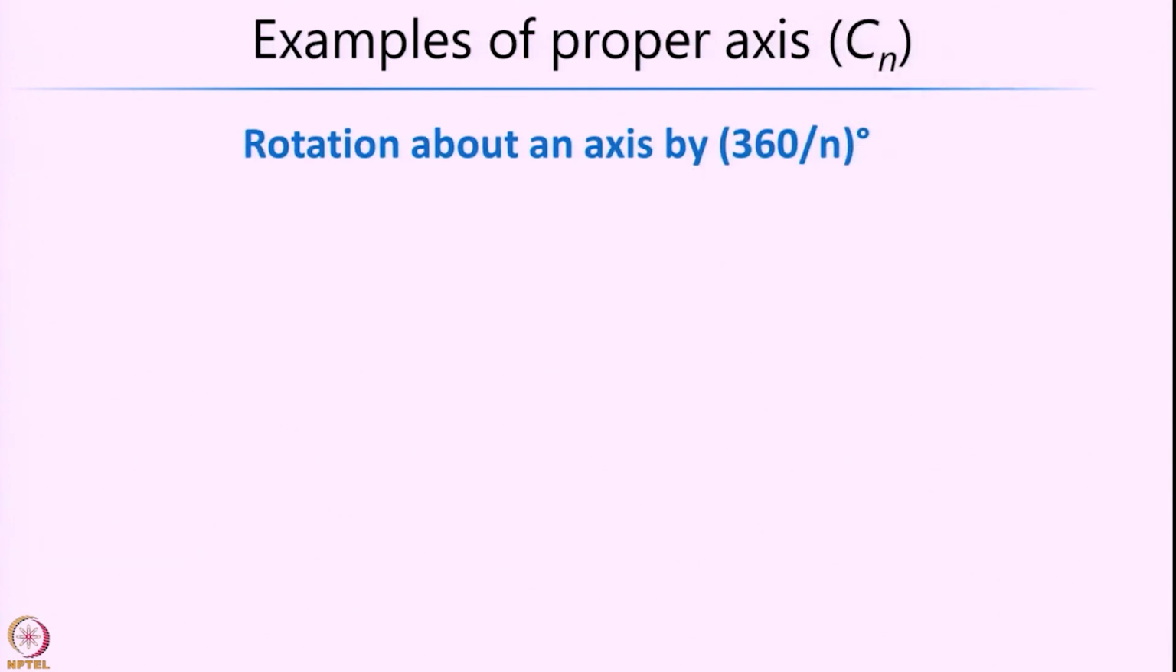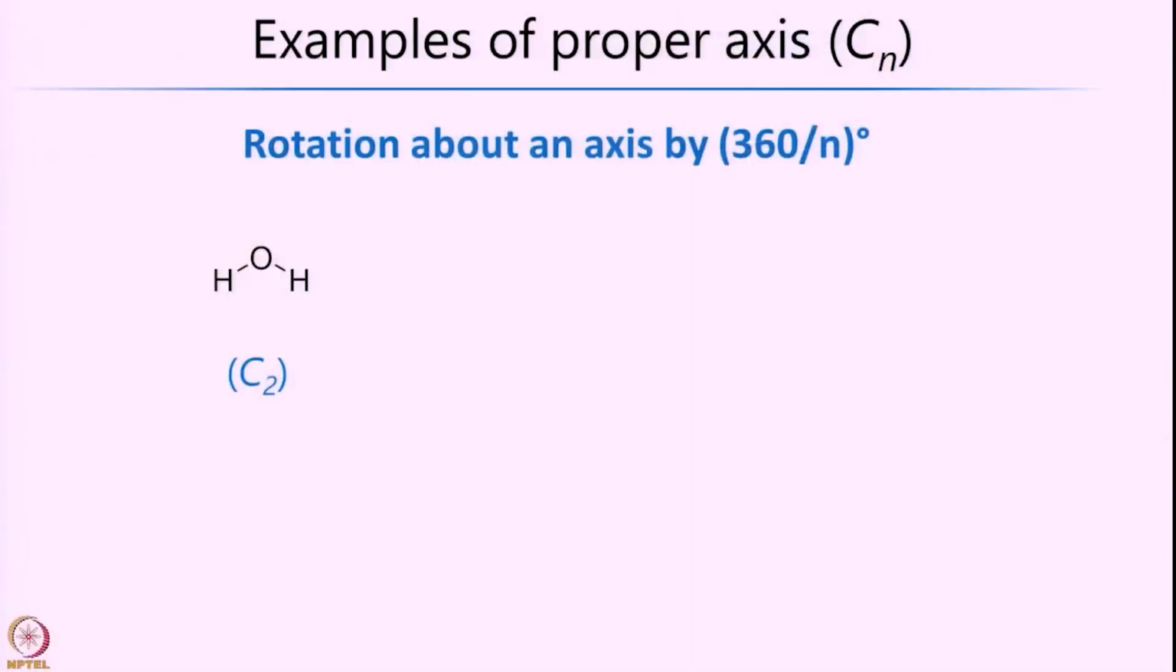Let us begin by looking at what is called a proper axis of symmetry, which is denoted by C with a subscript n. This is simply the axis along which, if I rotate the molecule, it should come back to the same position, and the number of turns it would take is what is denoted as n here.